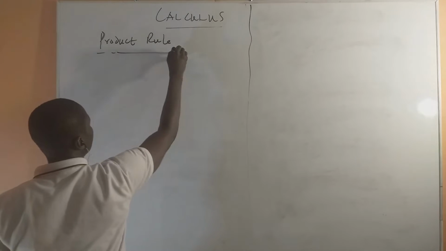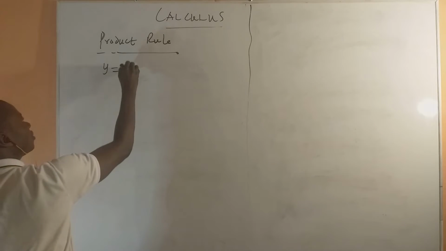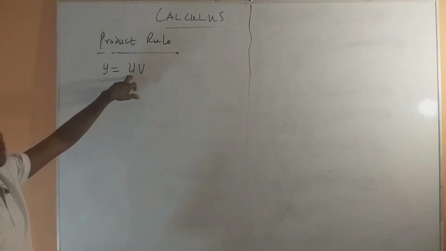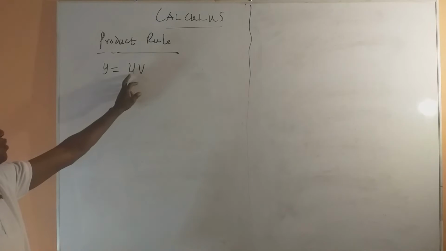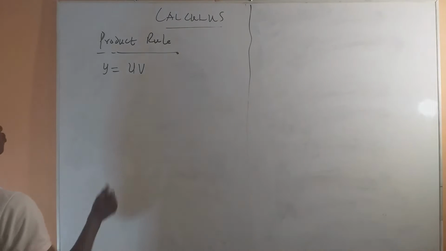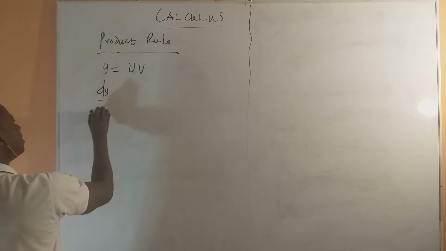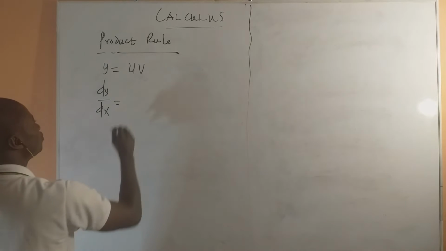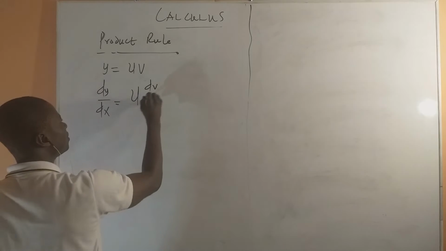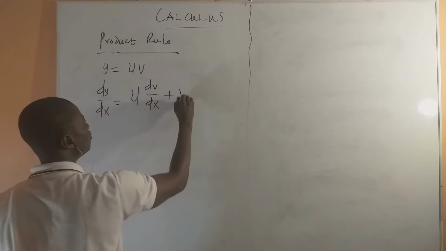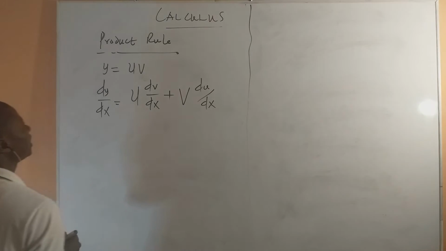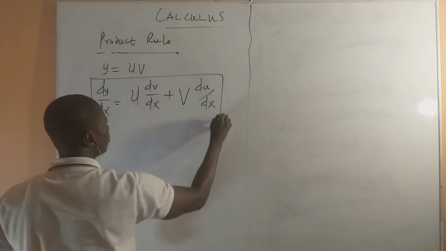Now, we have what we call the product rule. If you have y equals uv, u is a function and v is a function, and so when you write uv, it means the two functions are multiplying. And if you are supposed to differentiate y with respect to x, from the product rule we have u, you hold u constant, then you differentiate v with respect to x. When you are done, plus you hold v constant, then you differentiate u with respect to x. So this is what we call the product rule.